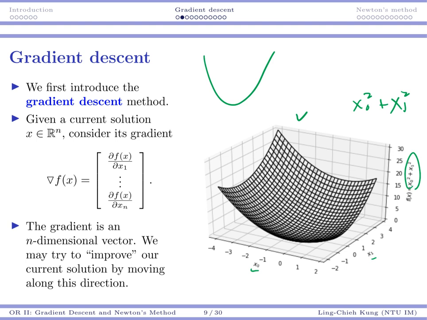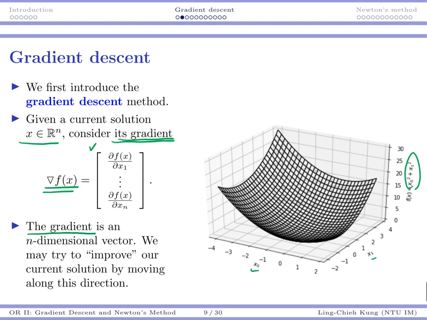So in that particular case, pretty much what we want to do is the following. We're going to start at whatever point we have. This is an unconstrained problem, so we may start at any point. At any point, we would consider its gradient. Its gradient is something that we know how to calculate. The gradient is an n-dimensional vector.